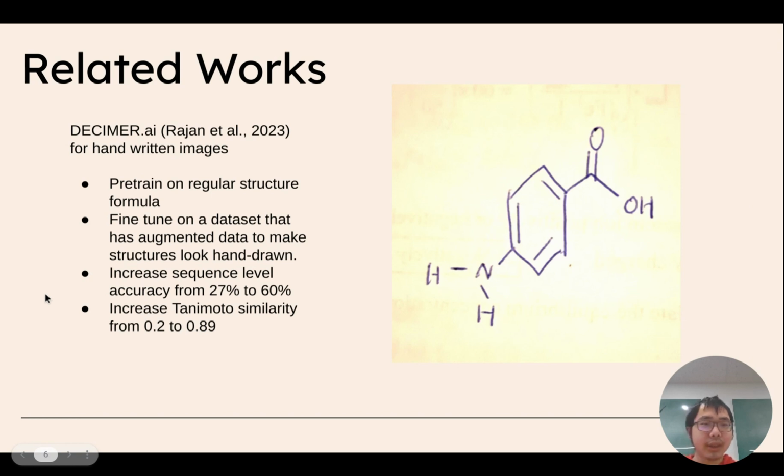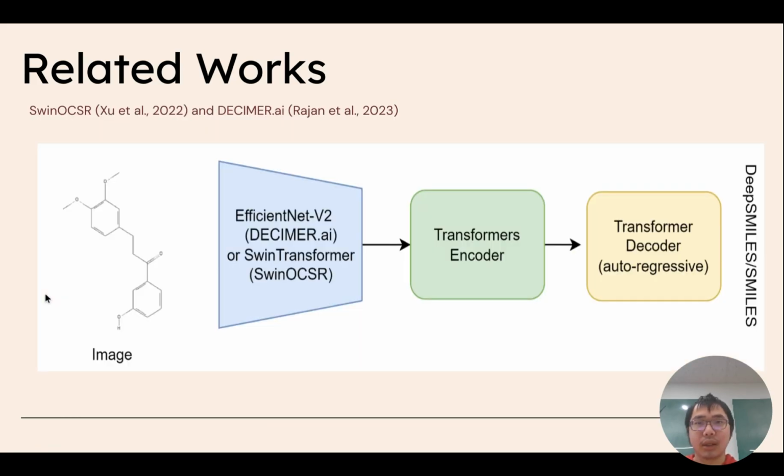Using DeepSMILES, they first pre-trained the model on printed molecules, and then fine-tuned it on a strongly augmented version to simulate hand-drawn data. Using this technique, they can increase the performance from 27% to 60%. So theirs is a two-step process: they pre-train on printed molecules, and then fine-tune on hand-drawn images. That's similar to our work that I'm going to introduce in the next few slides. So this is their model architecture.